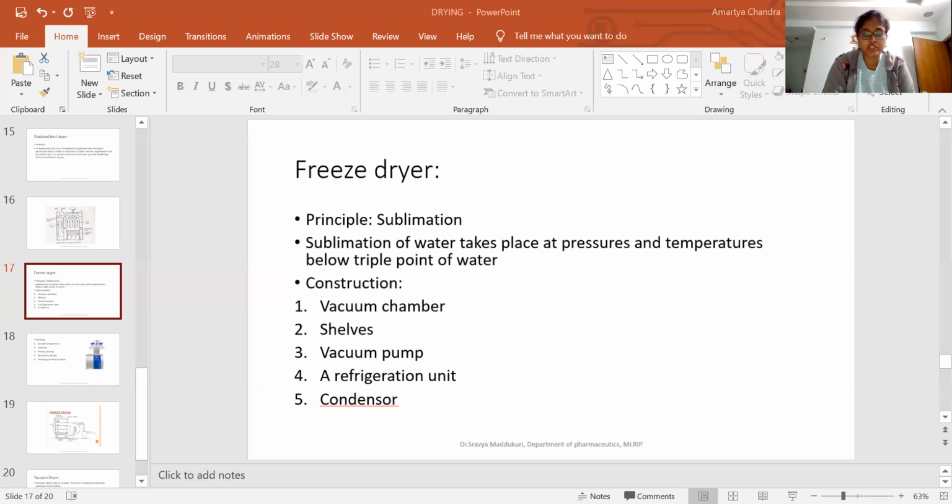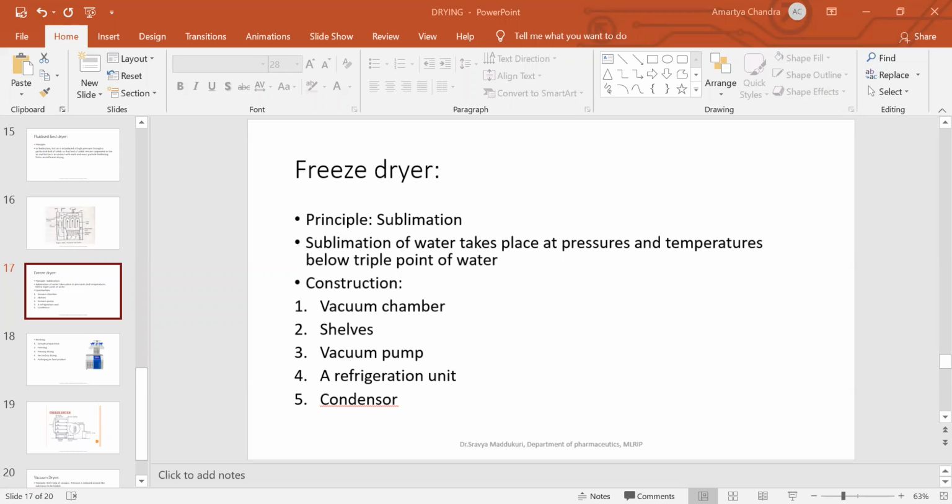The freeze dryer is the latest technology, which removes water completely. Almost 99.99% of moisture is removed from the substance using this freeze dryer, which is also called lyophilization. What is lyo? It means below freezing points.